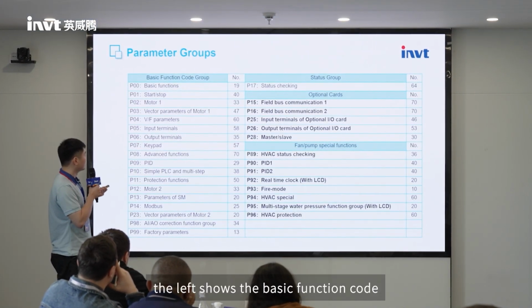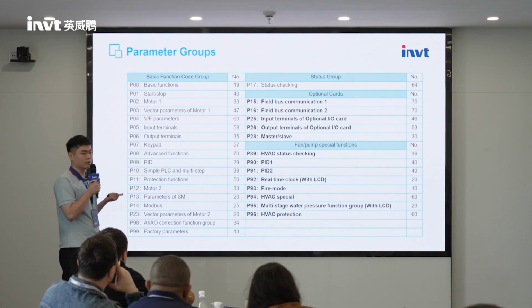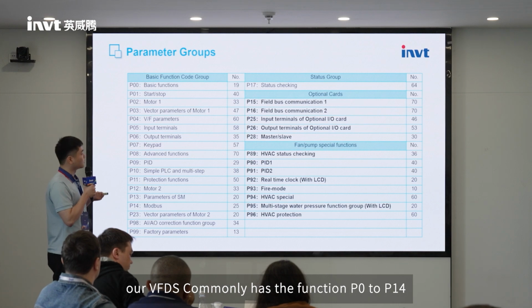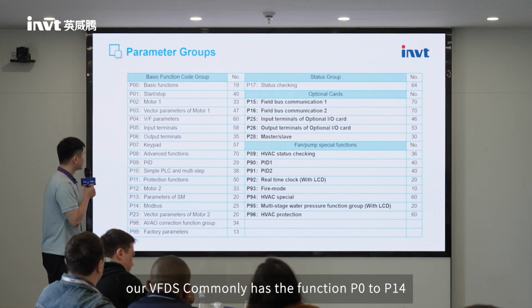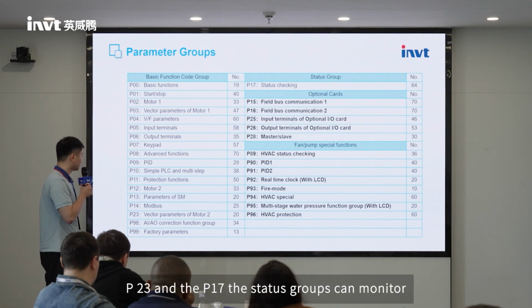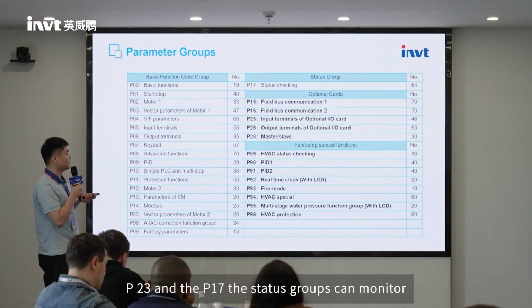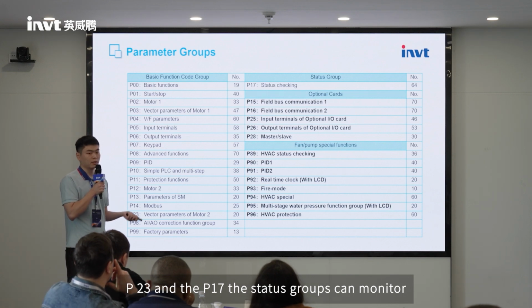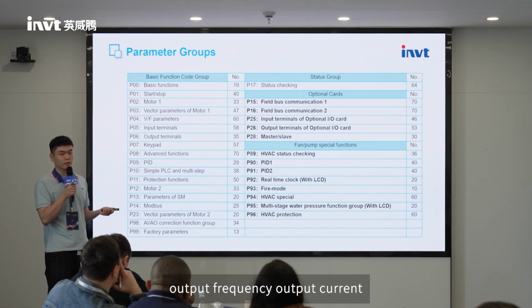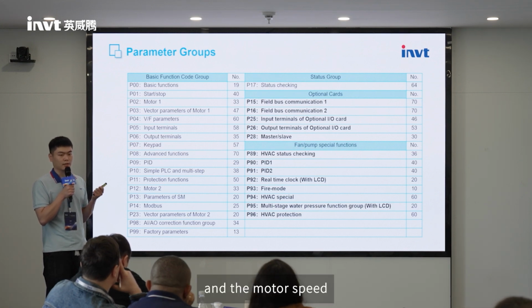The left shows basic function groups. Our VFD commons has the function from P0 to P40. P23 and P17, the status groups, can monitor output frequency, output current, and the motor speed.